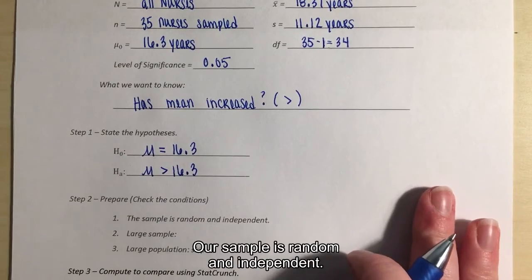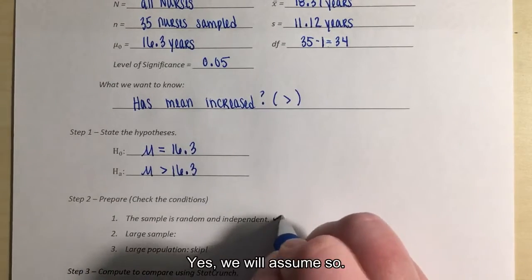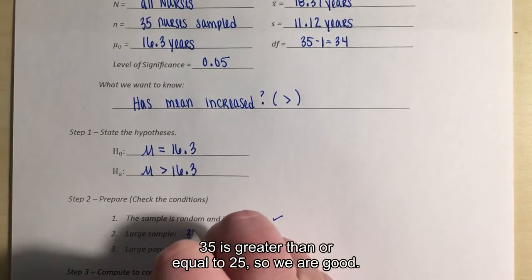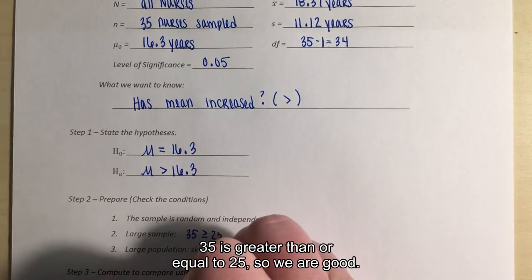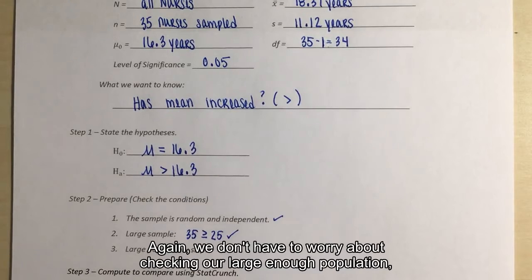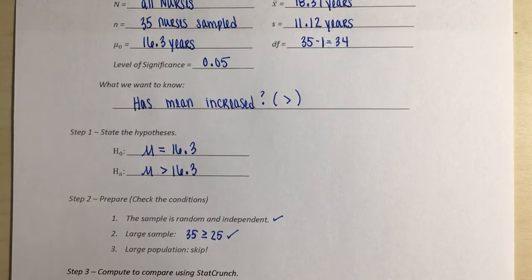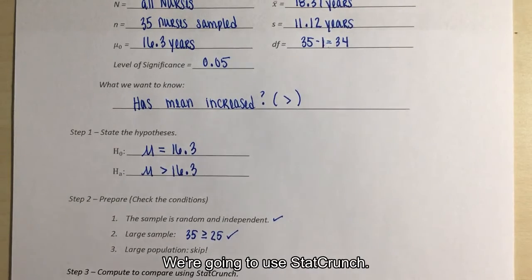Our conditions: our sample is random and independent. Yes, we will assume so. A large enough sample. Well, 35 is greater than or equal to 25, so we are good. Again, we don't have to worry about checking our large enough population, so we're just really looking at our sample size here. So we're going to use StatCrunch.